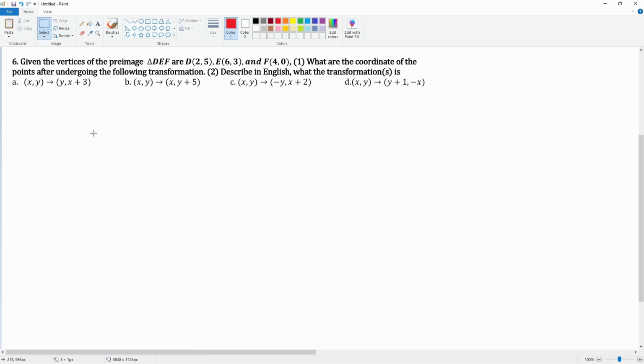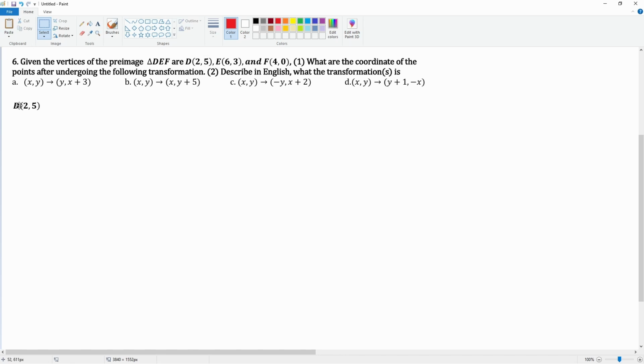Here we have number 6. Given the vertices of the pre-image triangle DEF, D is (2, 5), E is (6, 3), and F is (4, 1). What are the coordinates of the points after undergoing the following transformation, and describe in English what the transformation or transformations is? So let's grab the original points here.